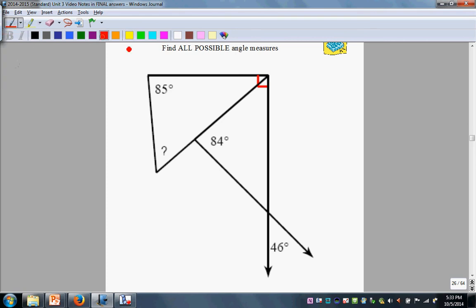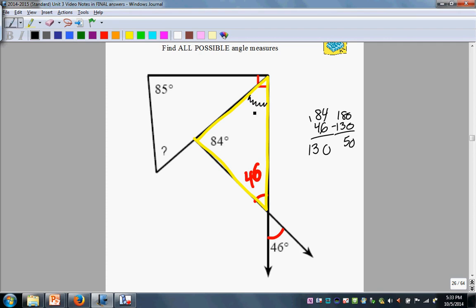So you start with the simple stuff, like the fact that we have vertical angles here, so 46. And then we know triangles add up to 180. So in the margin, I'm going to add 84 and 46, and I get 130. I'm going to take that away from 180. Of course, we get 50. That means this angle up here is 50.